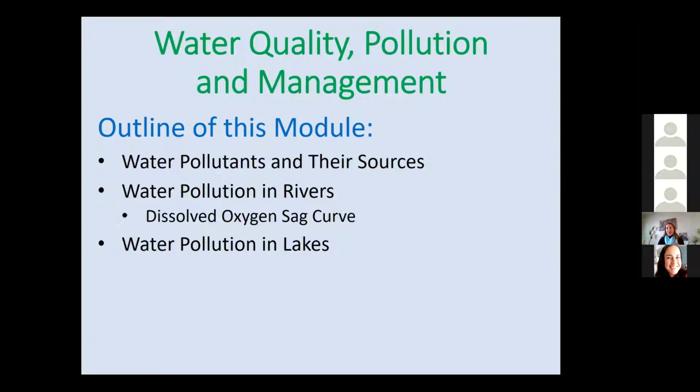So this module typically covers water quality, the pollution, the pollutants, and how we can manage those. A few specific topics we go through are water pollutants and their sources, and then we take that information into water pollution in rivers, because it is very critical when we discharge pollutants into the rivers. The aquatic habitat relies on dissolved oxygen concentrations, and we have a sag in the DO, the dissolved oxygen, when a waste is discharged. And then we take it to the lake system level and recognize what might go wrong within a lake system, a surface water body, when we have higher levels of pollutants discharged to it.